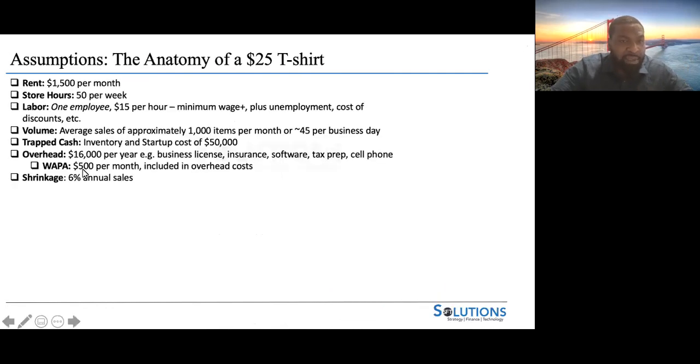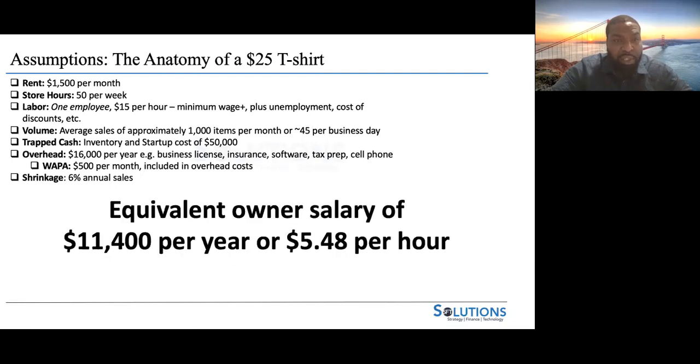These are some of the assumptions that I made to come up with those numbers. You can take a look at them. Everyone will get the slides from this presentation, but they're pretty reasonable assumptions. I think they were actually quite conservative. But long story short, if you're selling $25 T-shirts all year, that works out to an owner's salary of about $11,000 per year, or $5.50 per hour.